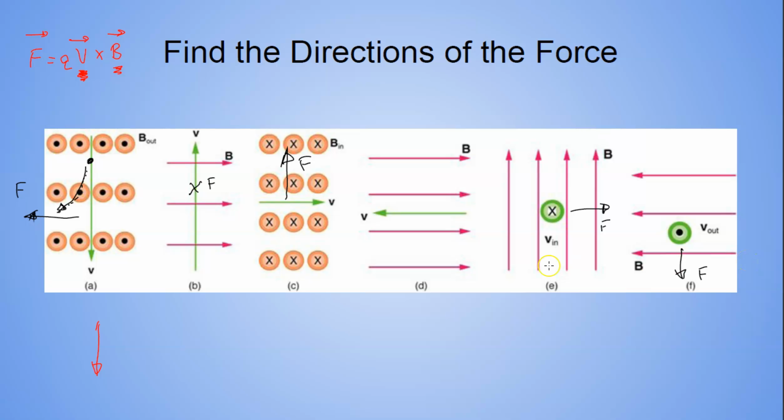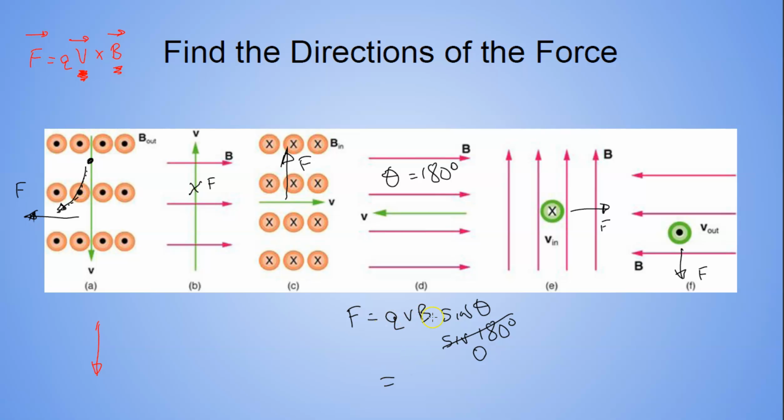Now let's go back to D real quick here. This one's kind of weird. Let's write out the formula. F equals QVB sine theta. And the angle right here between V and B, V is to the left, B is to the right. There's an angle difference there of 180 degrees. Okay? So if I come down here and I put sine of 180, sine of 180 is 0.